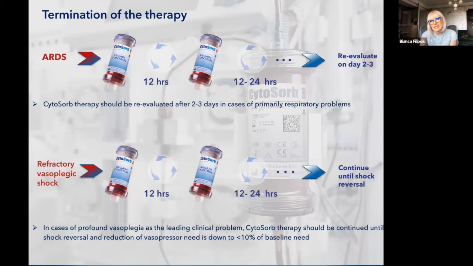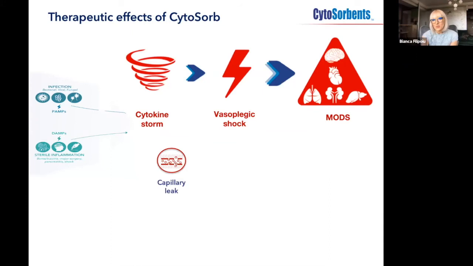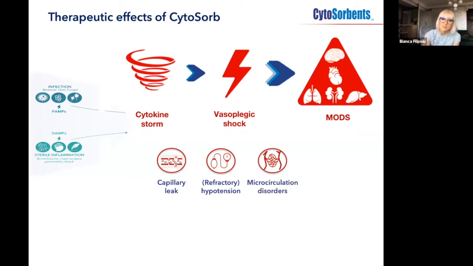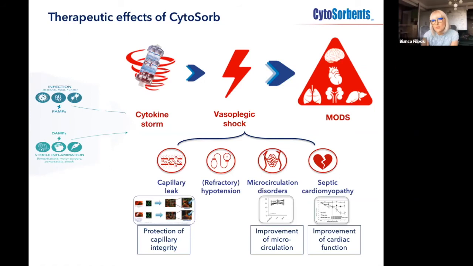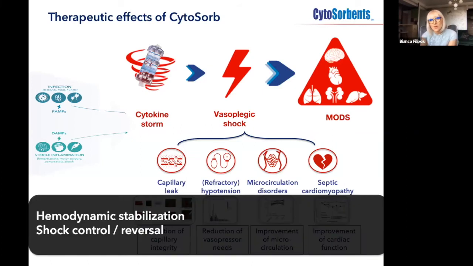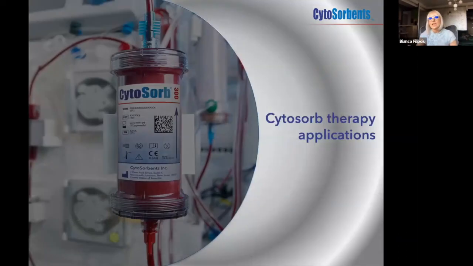And we have to continue till the reversibility of the shock. So basically, Cytosorb is targeting the capillary leakage, the refractory hypotension, the microcirculation disorders, and of course the septic cardiomyopathy. And the effects are reducing the capillary leakage, improvement of cardiac function, improvement of microcirculation, and of course, because we have a decent cardiac output, I would say, we can also reduce the need for vasopressors. So the aim of Cytosorb treatment is hemodynamic stabilization with shock control or shock reversibility, if it's possible.